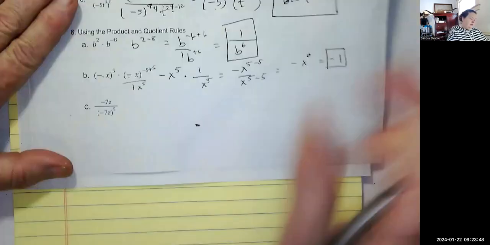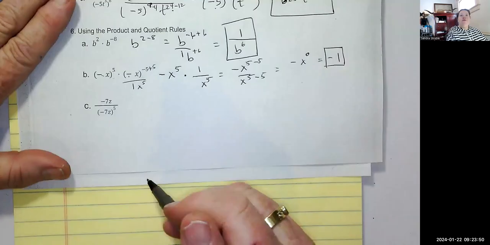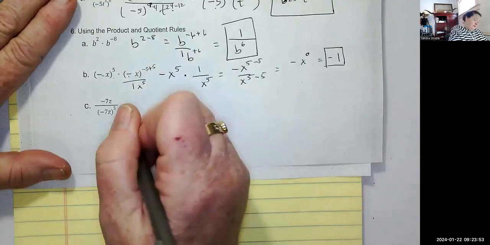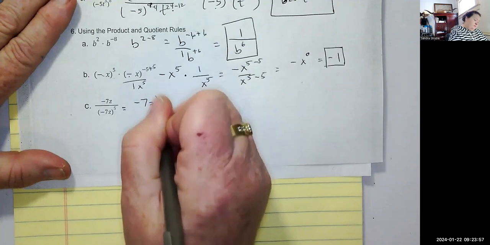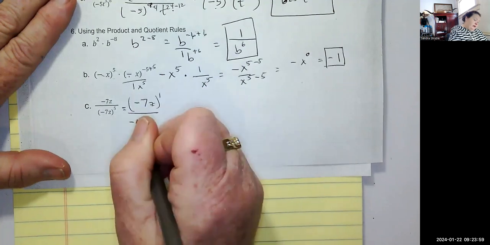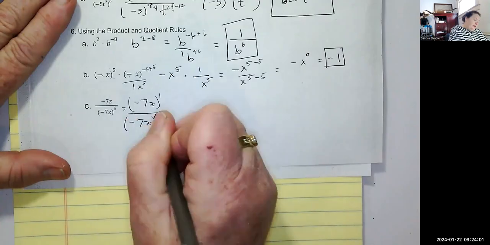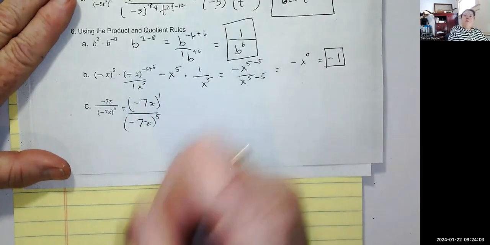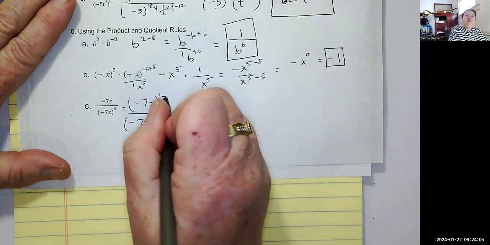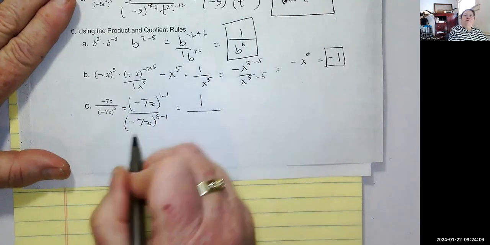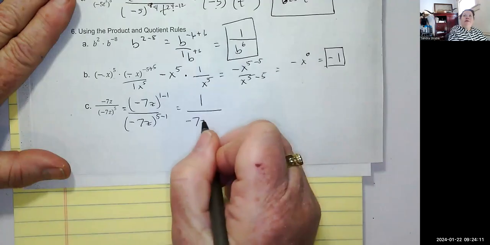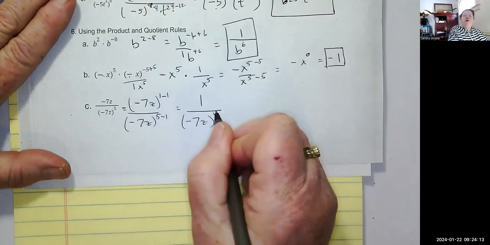All right, last one on this one, negative 7z over negative 7z to the 5th. So that's negative 7z to the 1 over negative 7z to the 5th. I want to bring that numerator 1 to the denominator, so I'm going to subtract 1 from both. This becomes 1 over negative 7z to the 4th.